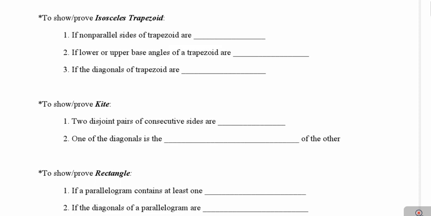And if the non-parallel sides of that trapezoid are congruent, that's enough information to prove that it is an isosceles trapezoid. So keep in mind, you first need to prove it's a trapezoid with one pair of opposite sides being parallel, and then if the non-parallel sides are congruent, that's enough to prove that it's an isosceles trapezoid.